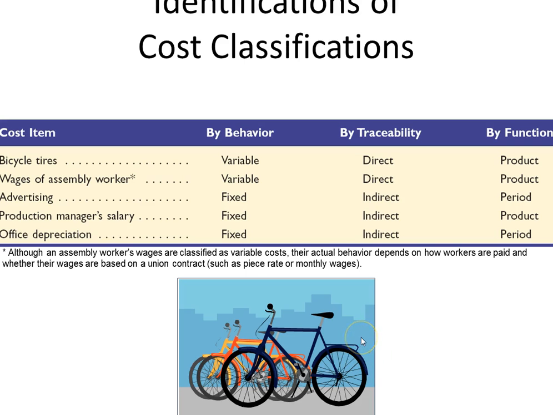You're going to see this in your homework and possibly on the test also. So I'm going to give you a variety of cost items like this, and you have to identify: is it variable, is it fixed, is it maybe mixed, is it direct or indirect, is it a product or period cost. So look at this slide, and this part of the homework is going to come back to you.